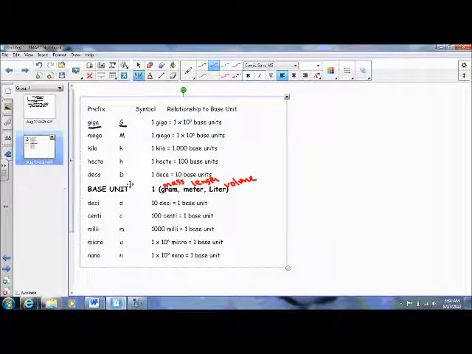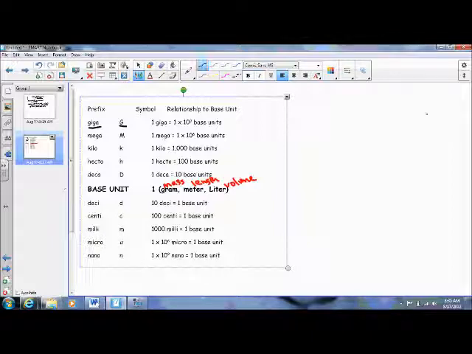Okay. This is D for deca, H for hecto, K for kilo, M for mega, G for giga. These are all larger. The farther you go up the sheet, the larger that particular prefix makes the base unit. Down here we have lowercase d for deci, lowercase c for centi, M for milli, U for micro, and N for nano. As you go down, each prefix makes the base unit even smaller.